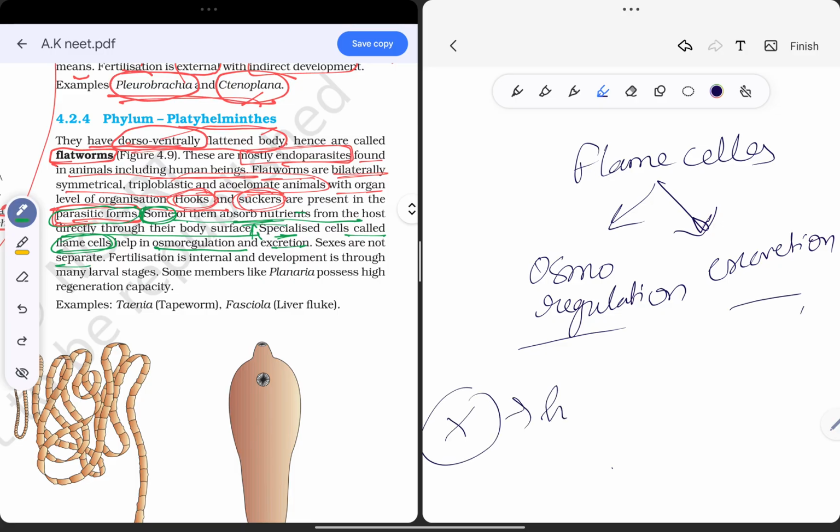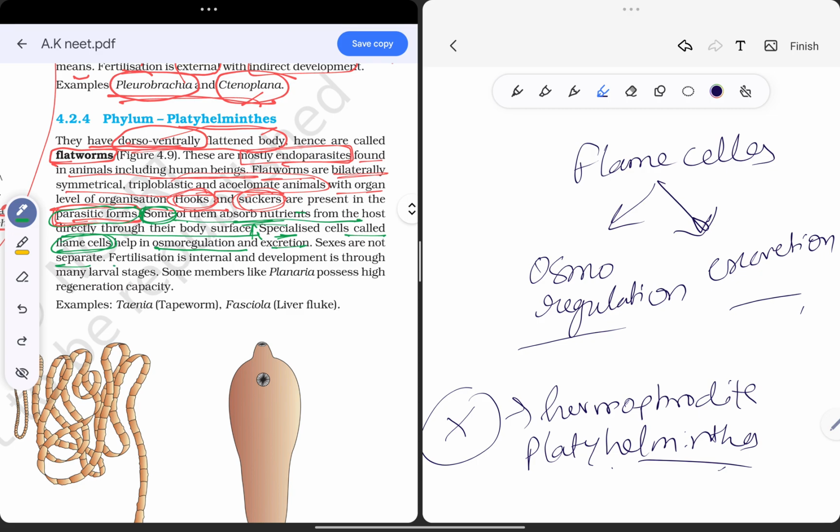Sexes are not separate, which means the hermaphrodite condition is seen even in Platyhelminthes. Fertilization is internal. Development is through many larval stages, so it is indirect development. Members like Planaria possess high regeneration capacity.